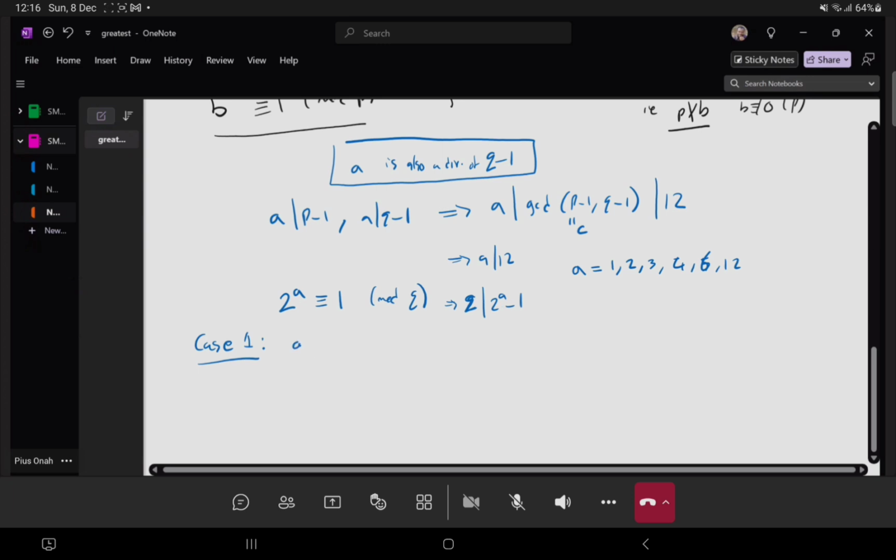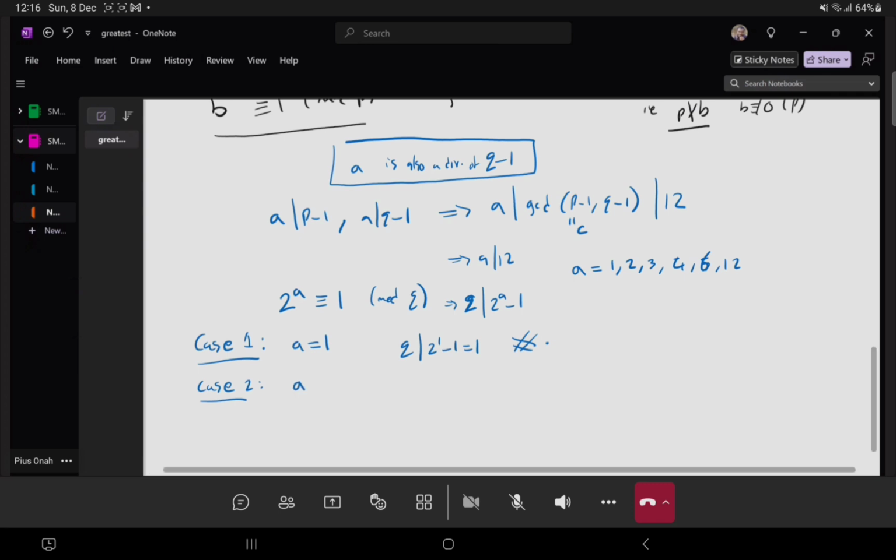So when A is equal to 1, this means that Q has to divide this. It doesn't make sense. So contradiction immediately. Actually, it's good to have contradictions so that we can move on. Otherwise, we may have to check a bit more things.